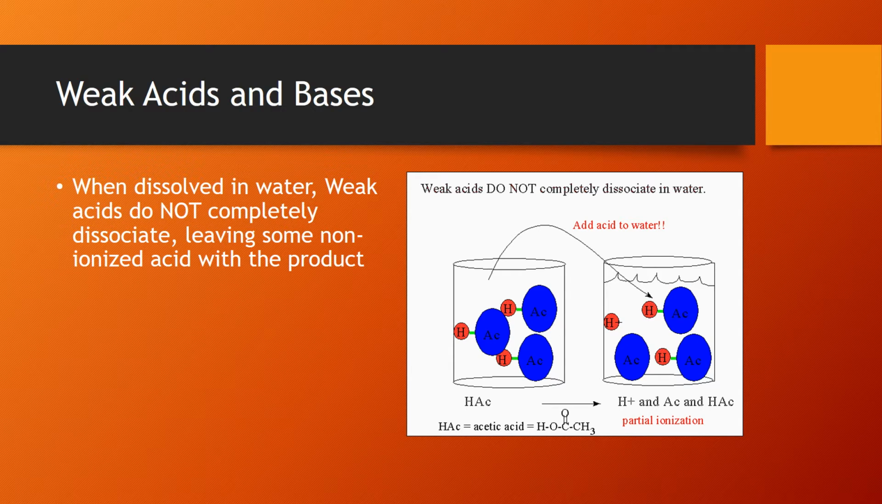On the other hand, when you react water with weak acids and bases, they will not completely dissociate. In the image on the right, you can see acetic acid molecules in the right beaker, and after adding water, there are still some acetic acid molecules remaining. This is called partial ionization.